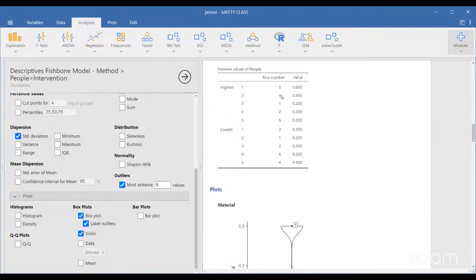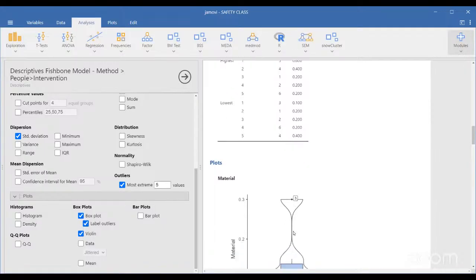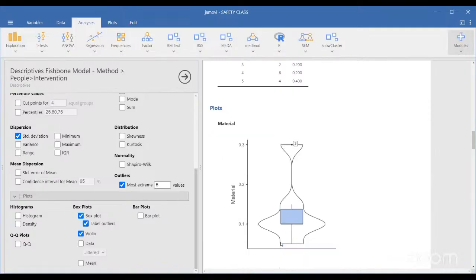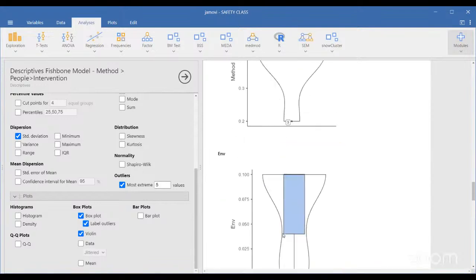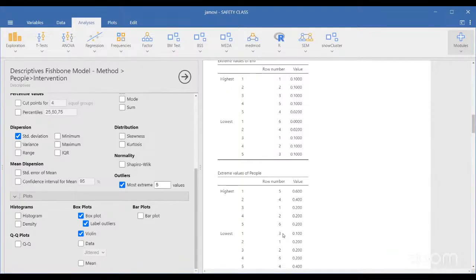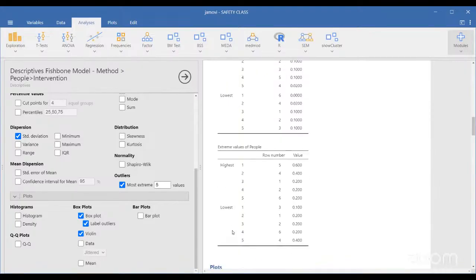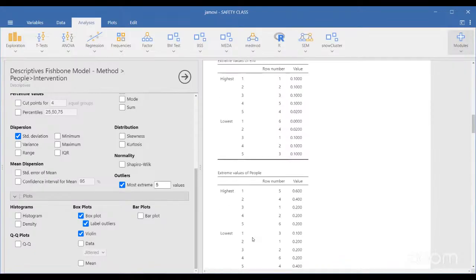Sir, how are these outliers coming in this graph? Like 5, 3. Label outliers. Box plot, then you click on label outliers, it will come. No, but why is this 5 coming here? Because you just check the maximum, and their score is above the maximum or below the minimum. Maybe that is the reason. And you can identify this thing.